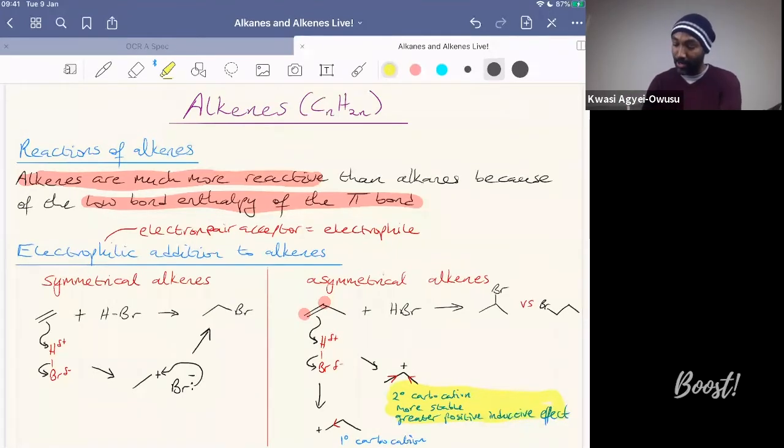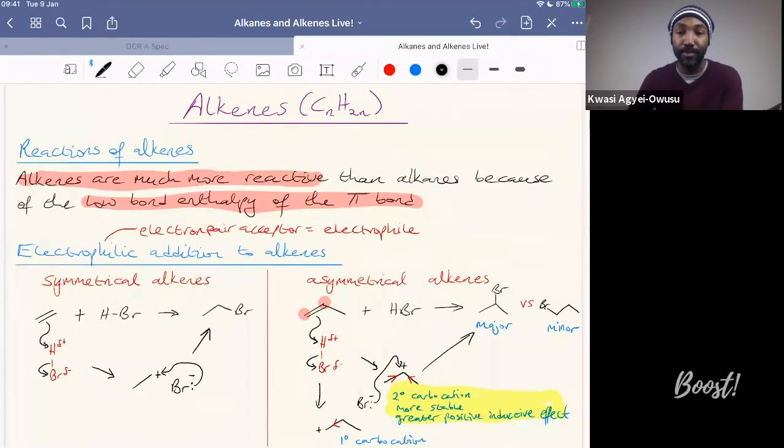Okay, so leading to the major product. So if we label our two products here, major and minor products, our secondary carbocation forms the major product. Okay, how does it do that? Your Br minus ion is going to attack that carbon with a plus charge. Okay, and the minor product is going to be formed similarly if the Br minus attacks the plus charge of your primary carbocation. Okay, so that is, in a nutshell, the electrophilic addition of HBr to your unsymmetrical or asymmetrical alkene.